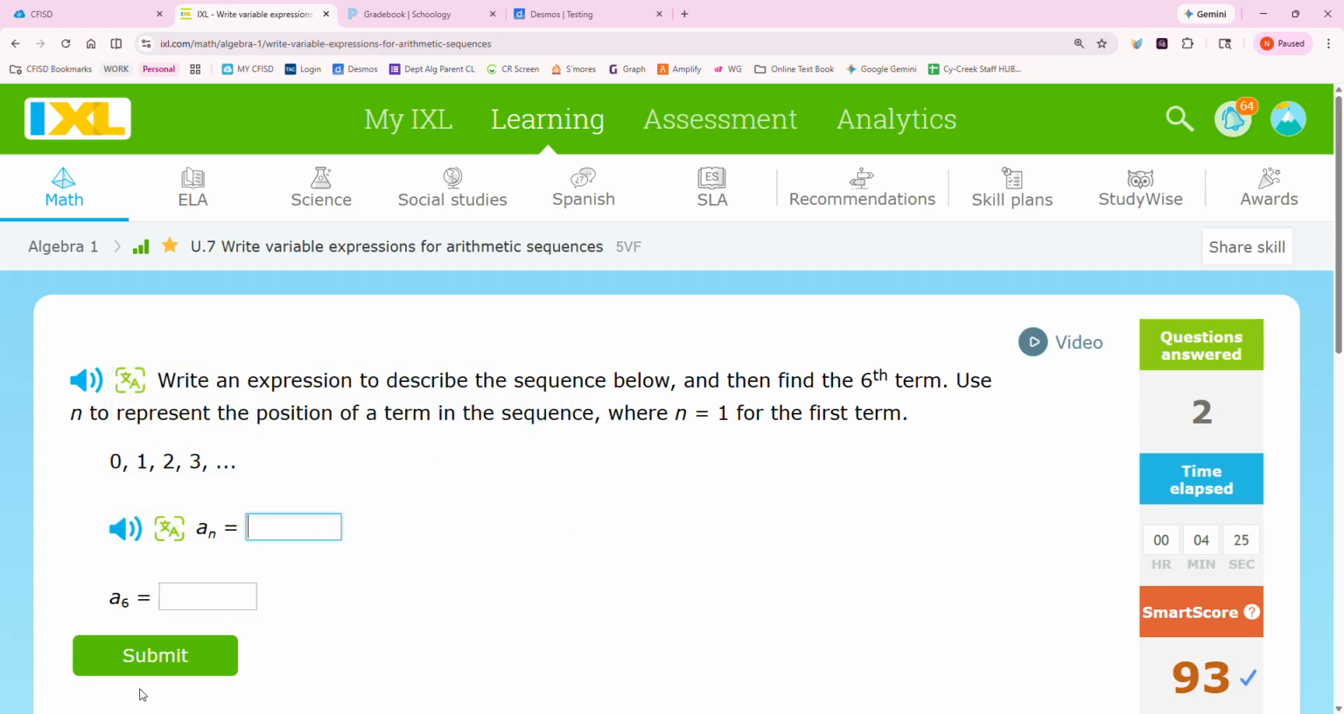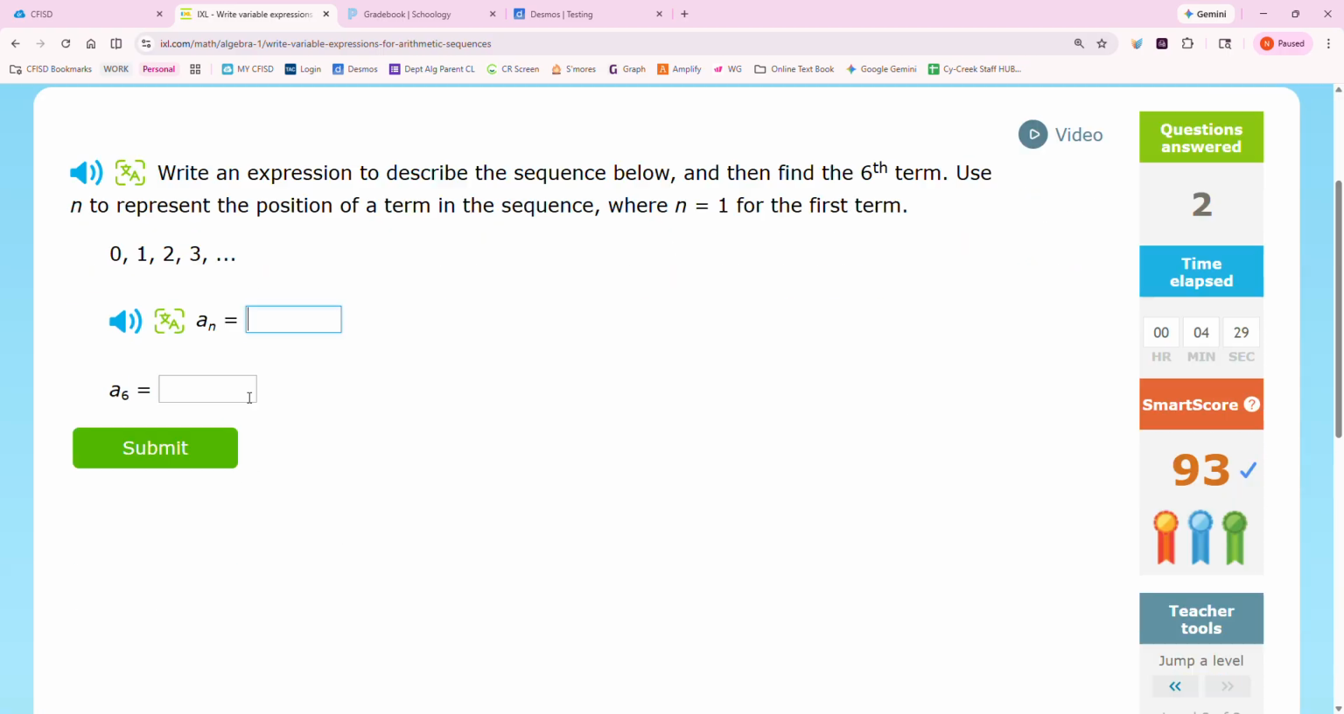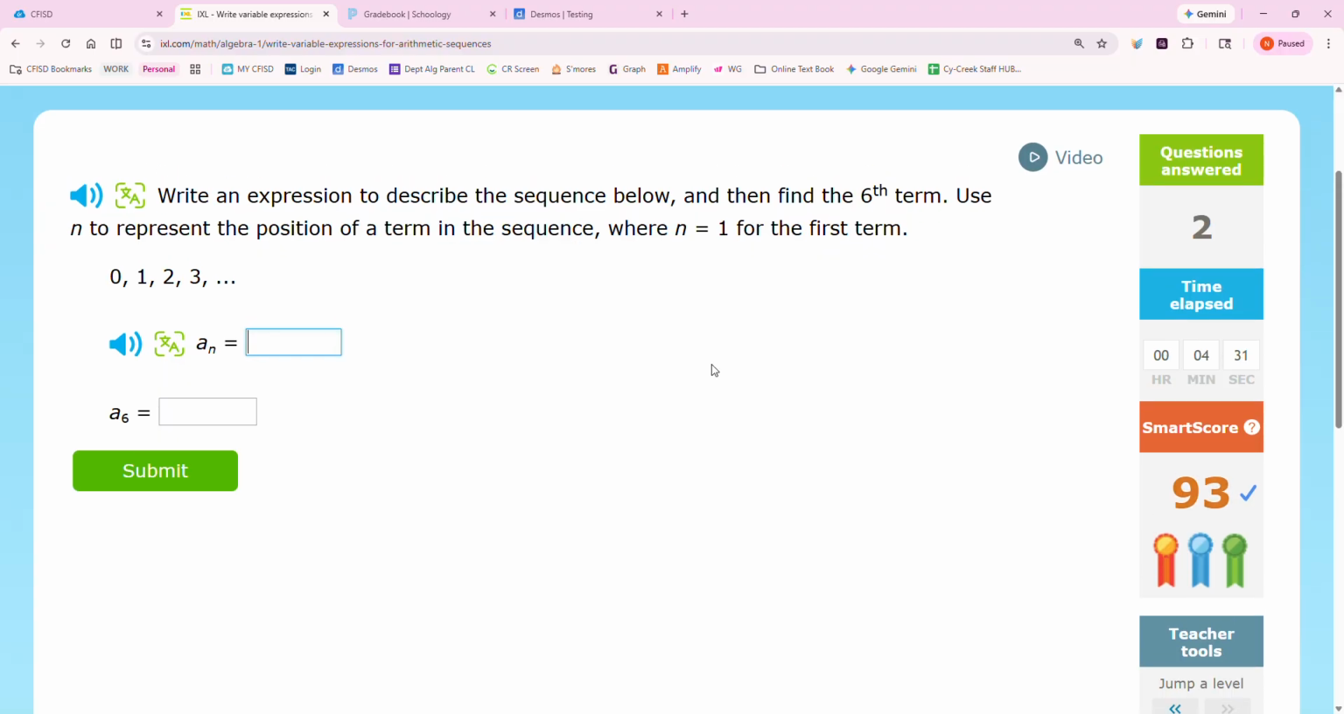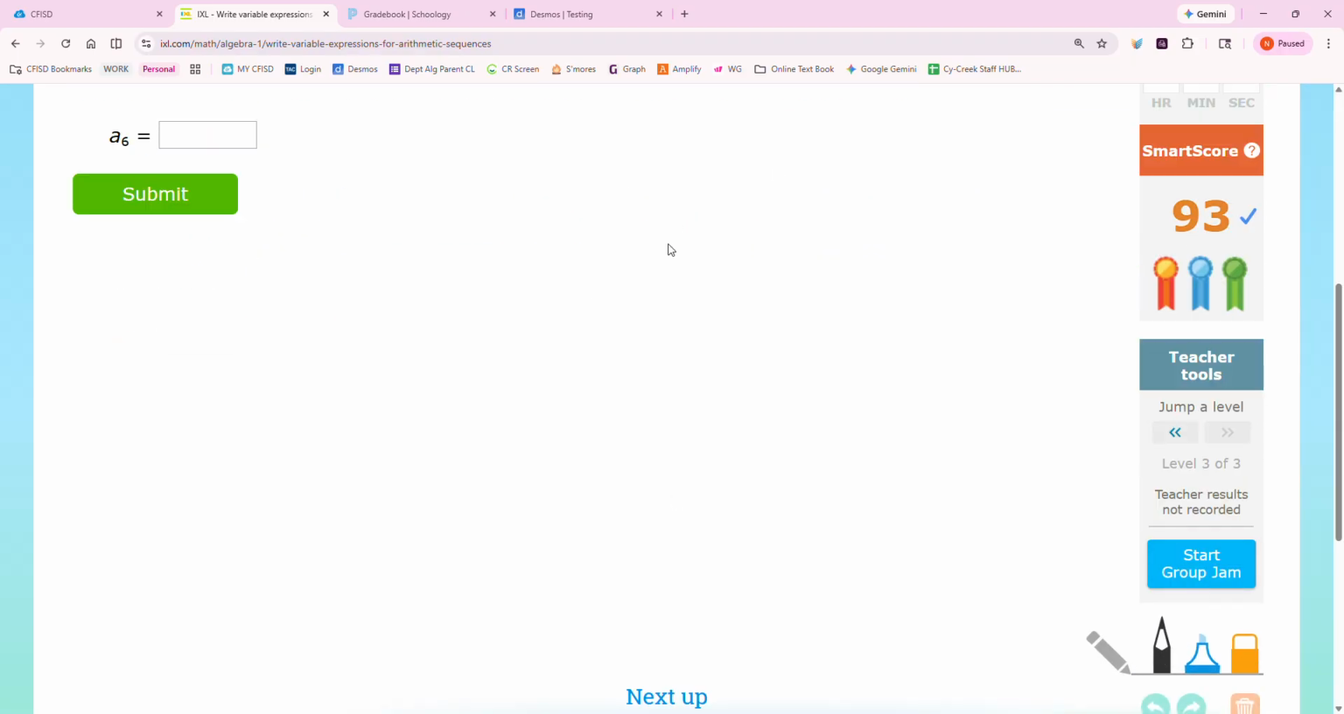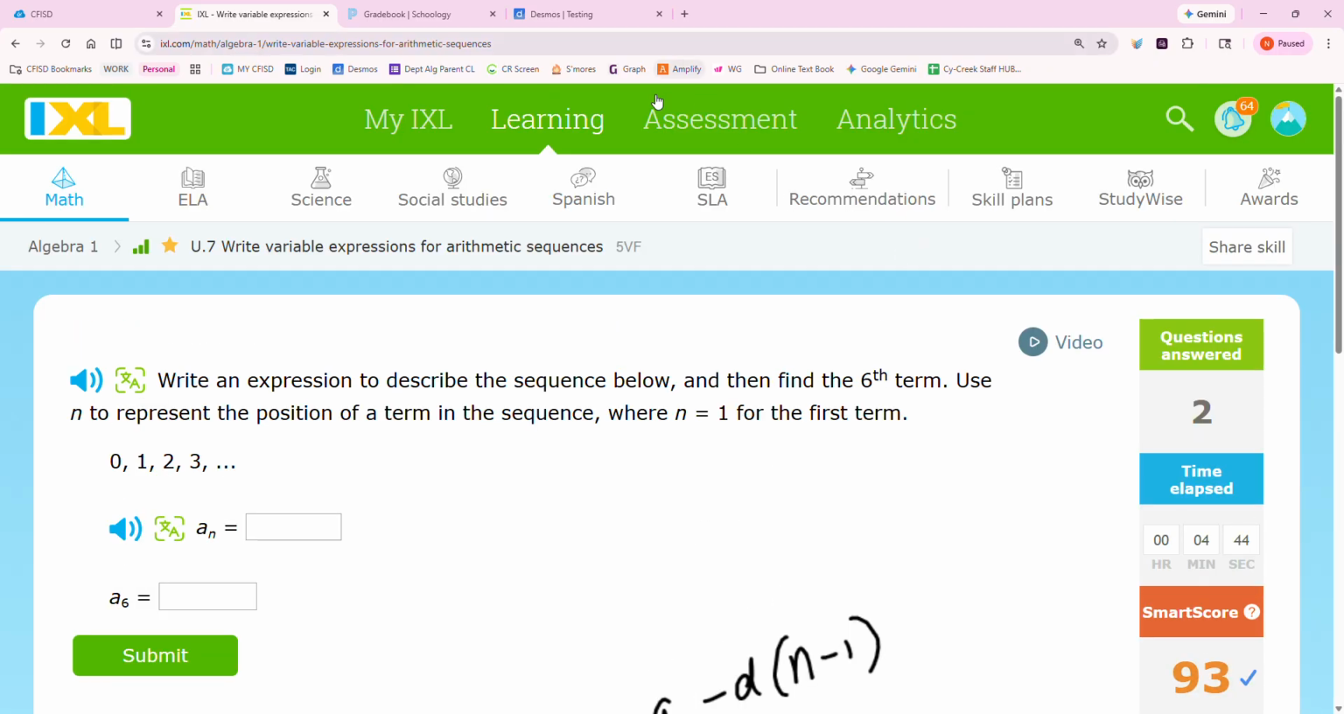All right. The biggest thing you want to make sure is to pay attention to when your common difference is negative, because if your common difference is negative, you would end up writing a1 for the first term minus that common difference and then the n minus 1. So pay attention to that scenario. All right. And that's all you're doing on that IXL.